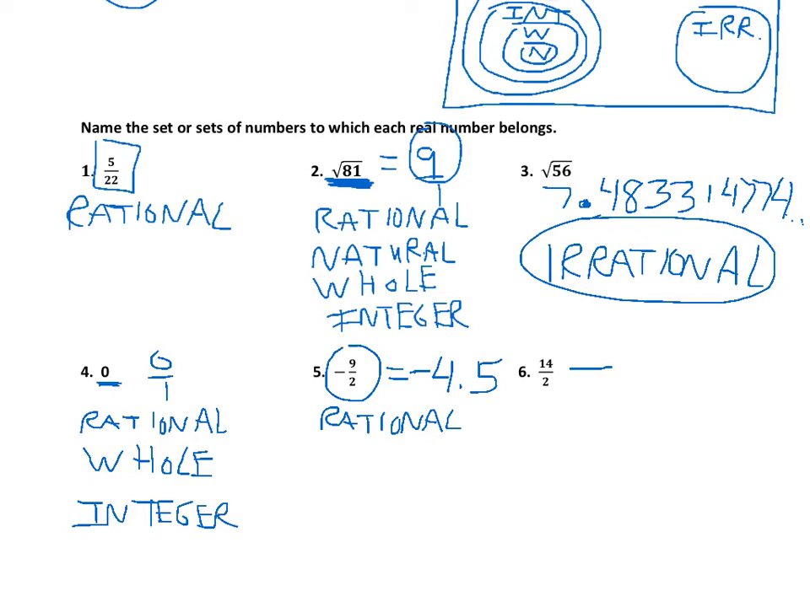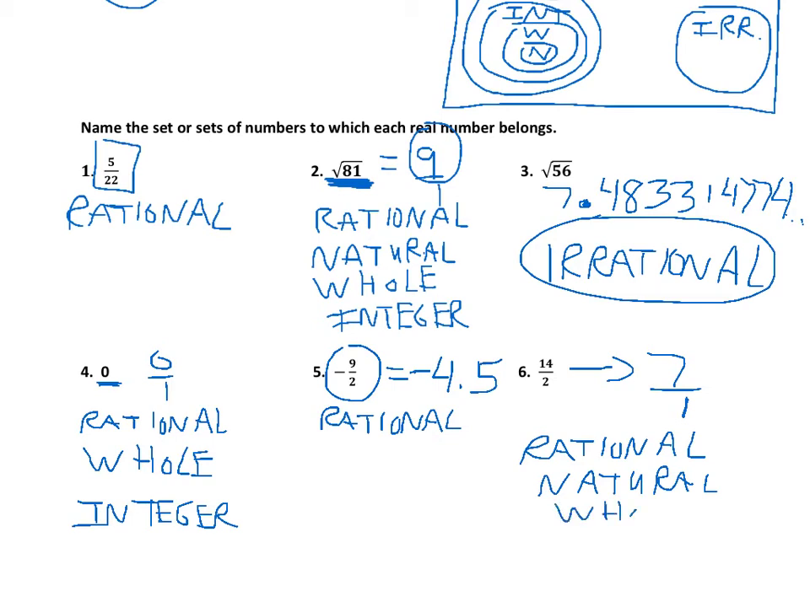Okay, then if we did 14 over 2, well, 14 divided by 2 is just 7. And you could write 7 as 7 over 1, so this is rational. It is a positive whole number, so it's a natural number. Then let's see, it's a whole number, and then it's also an integer.